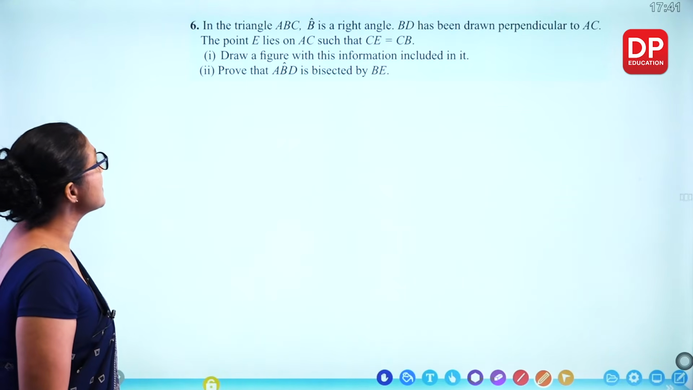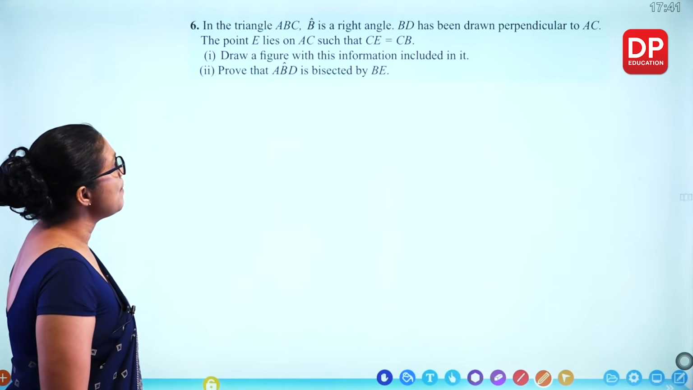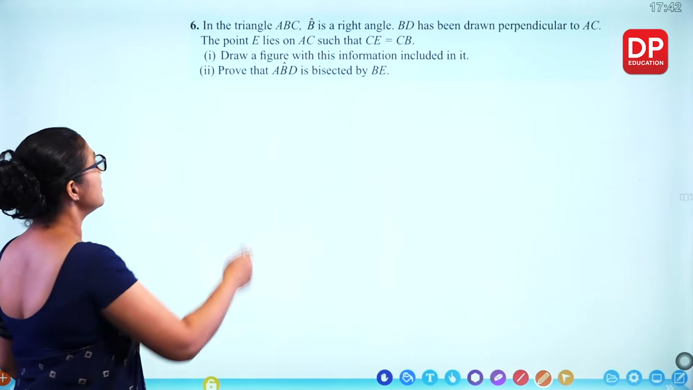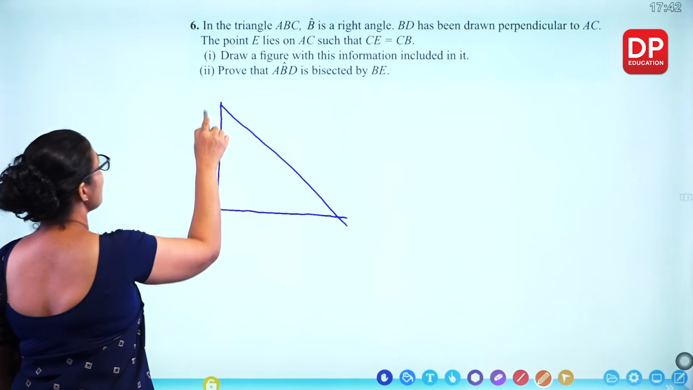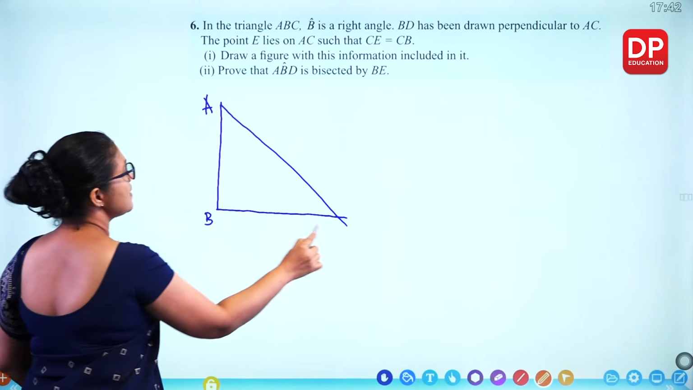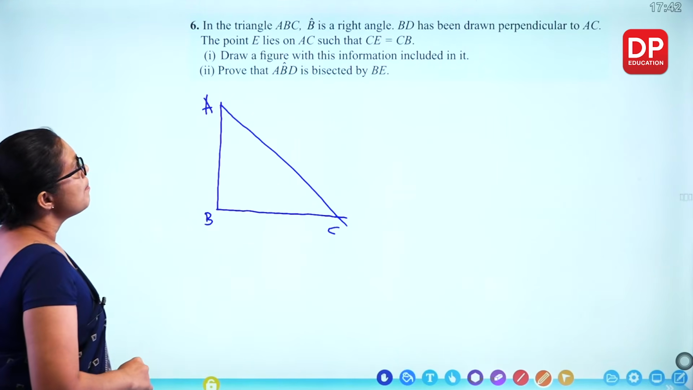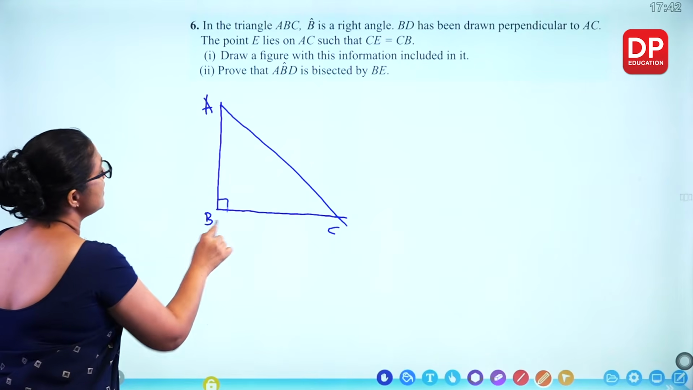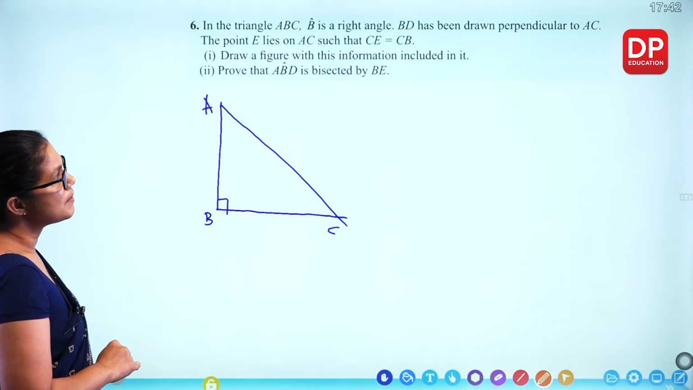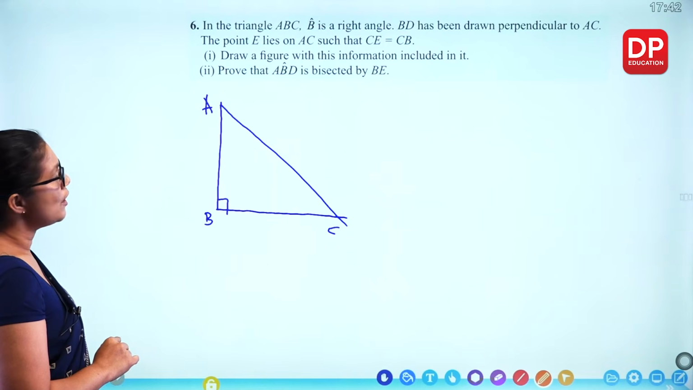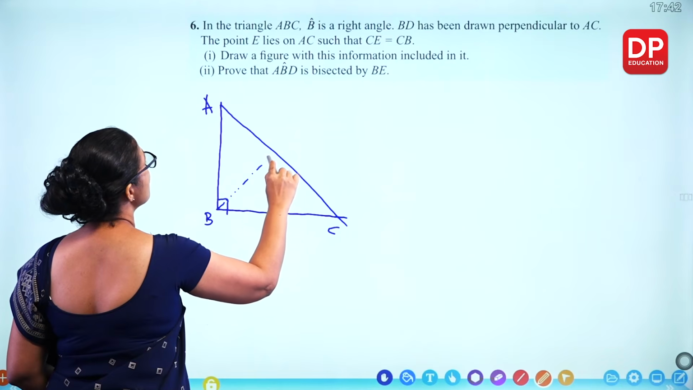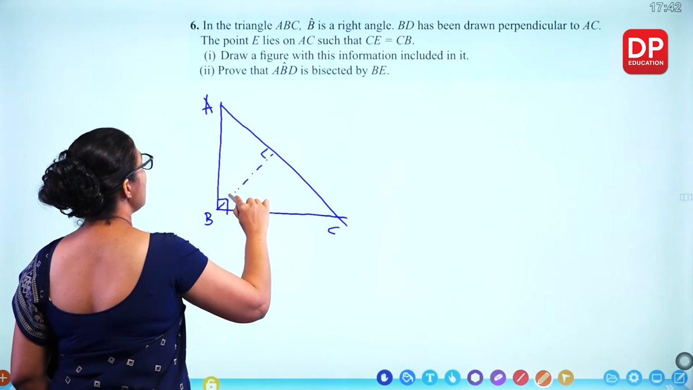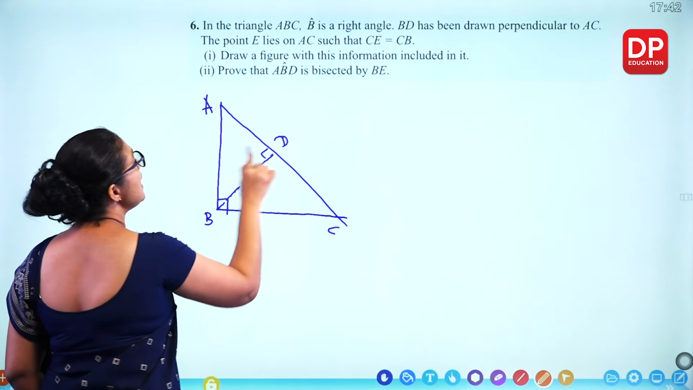Now we'll take the sixth question. In the triangle ABC, B is a right angle. So we'll draw a right angle triangle. A, B, C. This is the right angle given. BD has been drawn perpendicular to AC. So here perpendicular to this. So we'll try to draw the perpendicular line, that's BD.